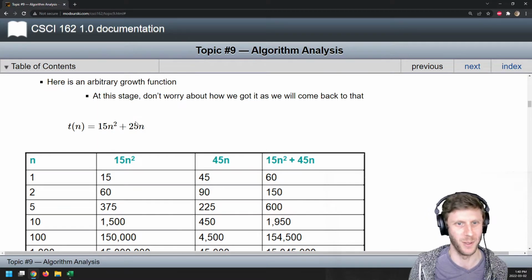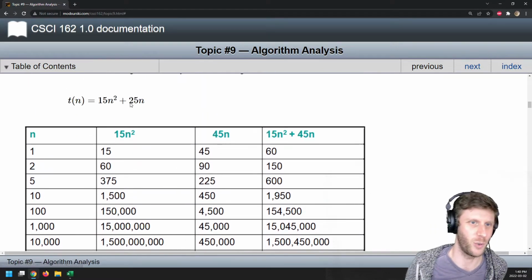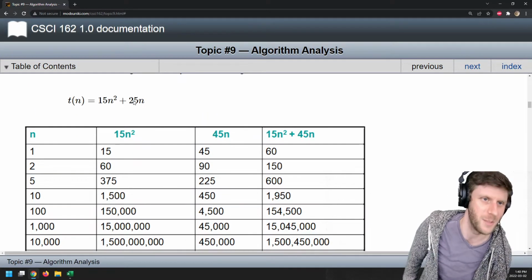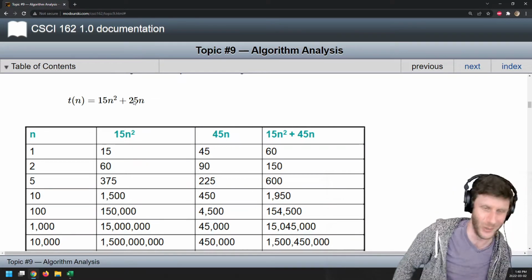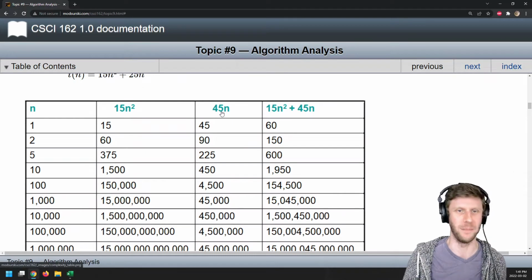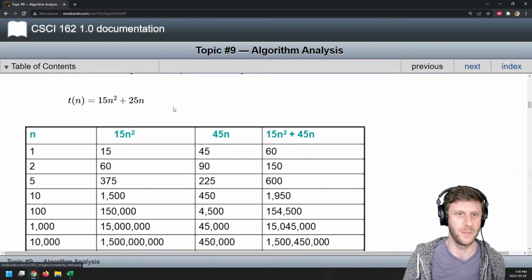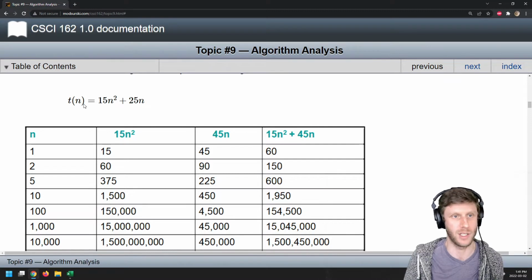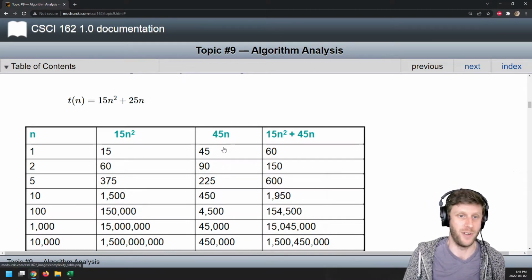Okay, that's a typo. Someone go do a quick issue or submit a PR to fix this, because that's an issue. That should say 45n. Let's pretend it says 45n. 1 times 45, well, that's 45. And the sum of these two things, well, that's just 60. If n is 2, well, 2 squared, that's 4, times 15, that's 60. And then 2 times 45, well, that's 90.